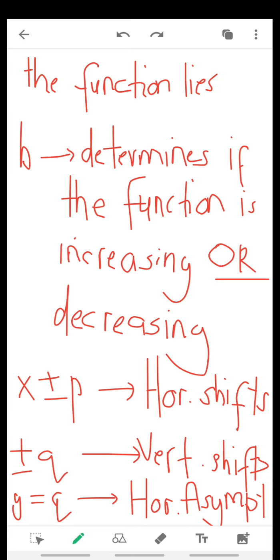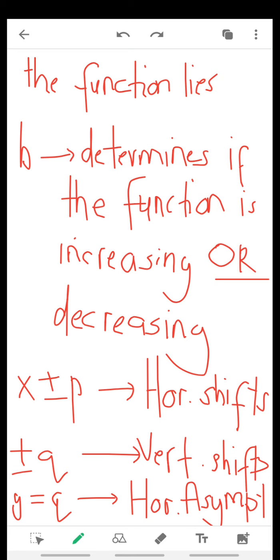Then we've got that part from the equation which was saying x minus p, or it will be x plus p depending on the sign of p. So what does p stand for in our exponential function? P stands for the horizontal shift, whether the function will shift to the right or to the left, and then by how many units.